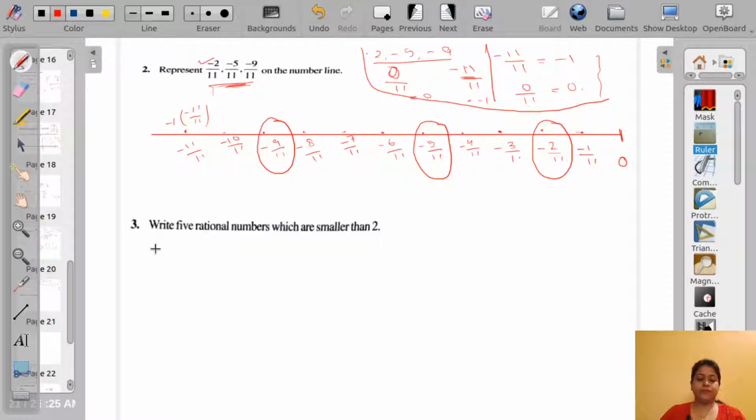Now the next question is number 3. Write 5 rational numbers which are smaller than 2. We can write very easily 1, then 0, minus 1, minus 2, minus 3. These are 5 rational numbers which are smaller than 2.